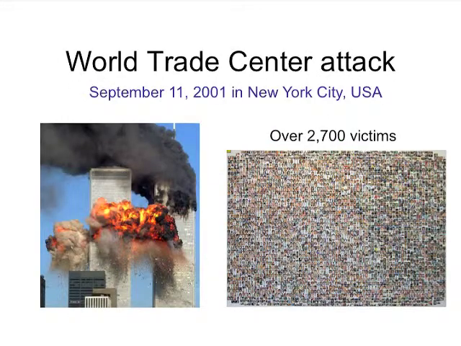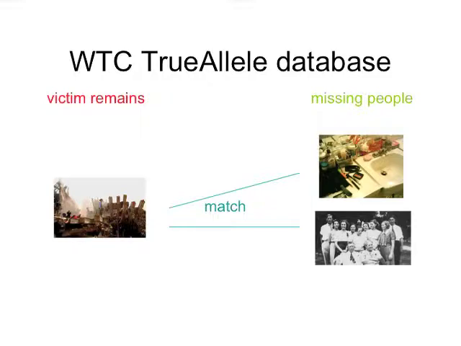We used this architecture 5 years ago when we reanalyzed all the DNA data from the World Trade Center attack. There were 2,700 victims, and there were over 18,000 victim remains that were highly degraded, charred DNA samples. The way the database architecture worked on the World Trade Center TrueAllele database is, on the left I'm showing the victim remains, and from the missing people, on the top there were personal effects, toothbrushes, hairbrushes, sweaters, from which mixture evidence was often derived.